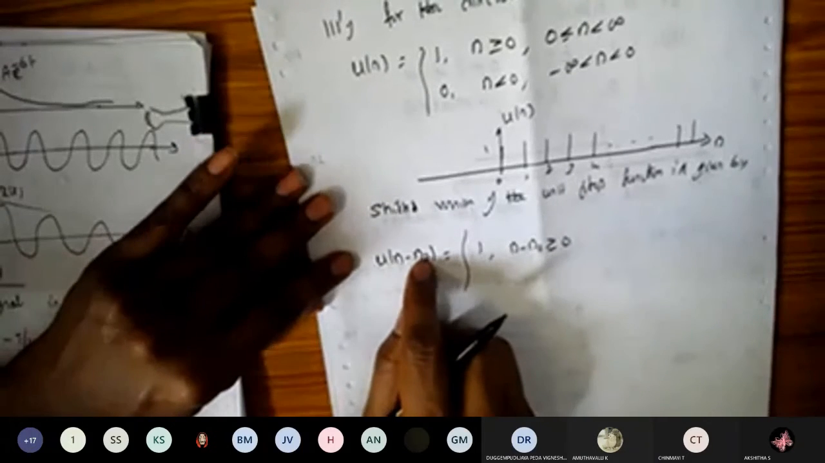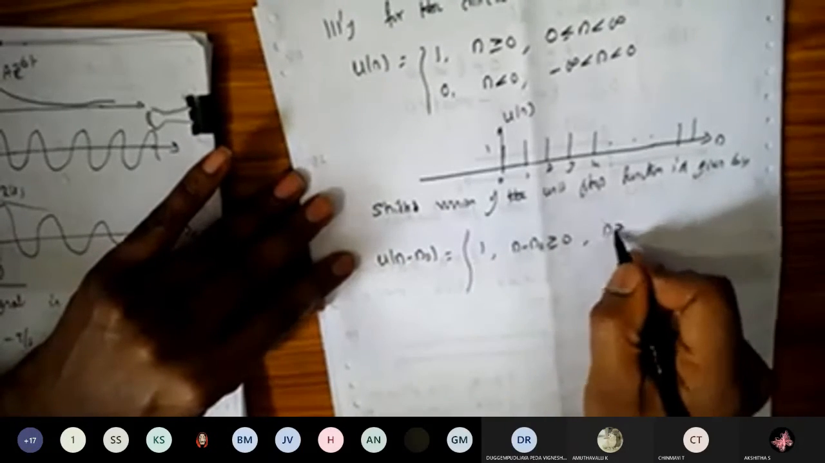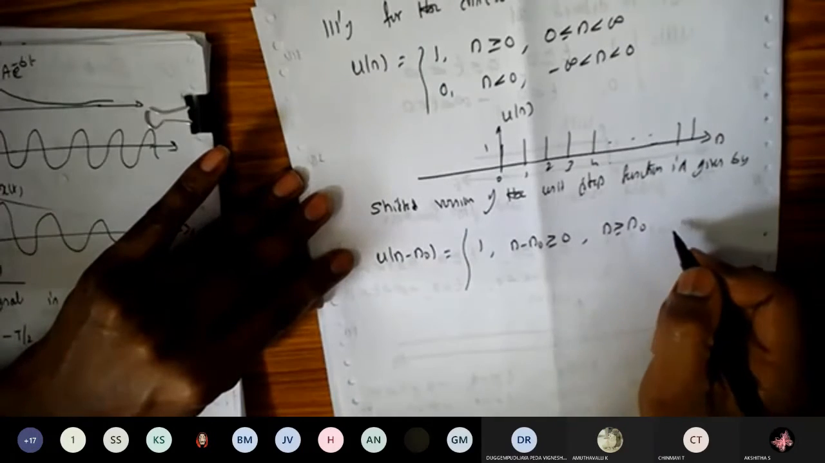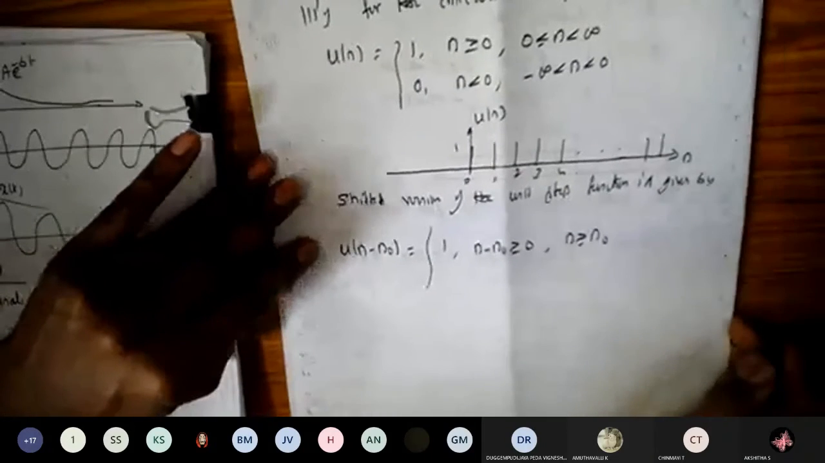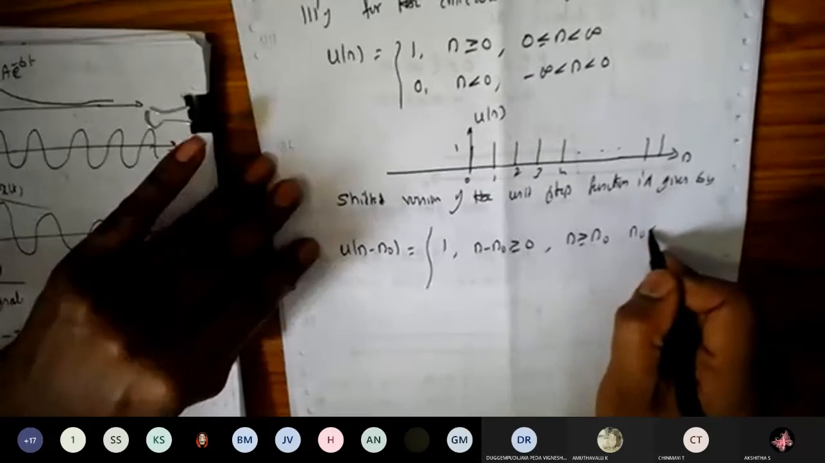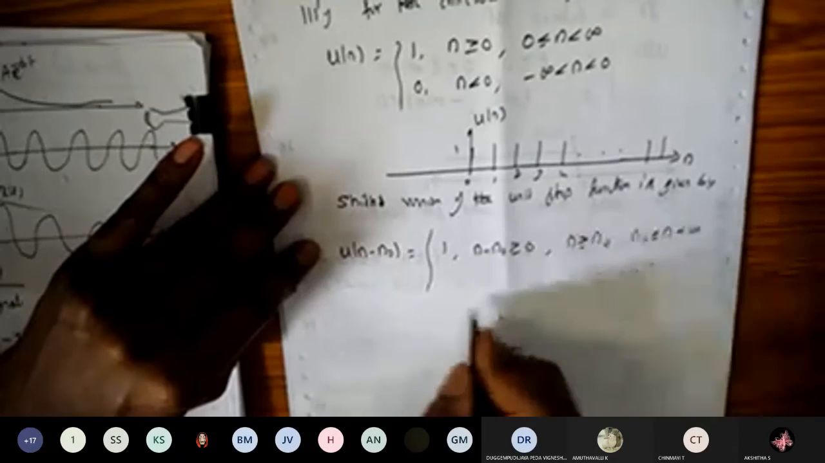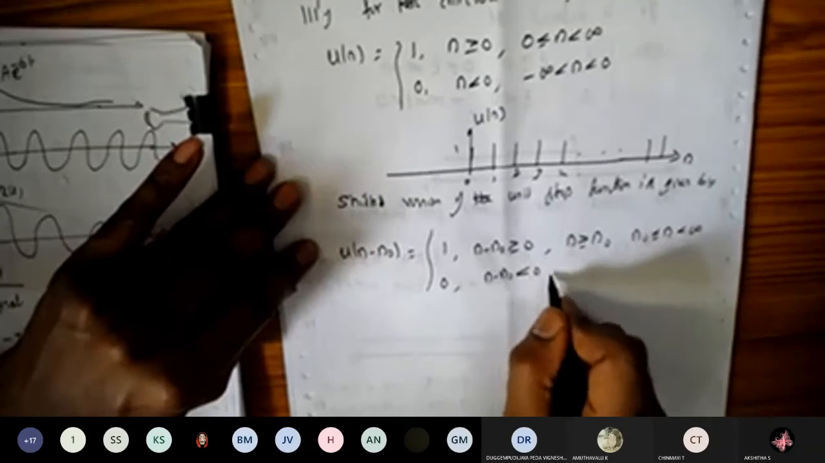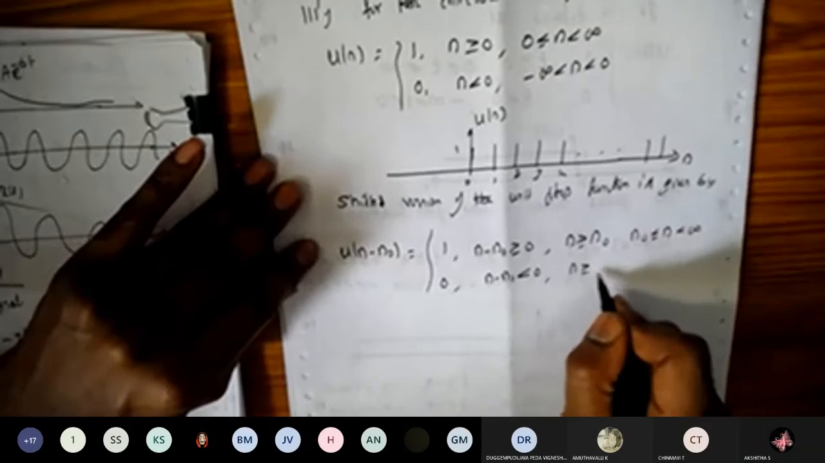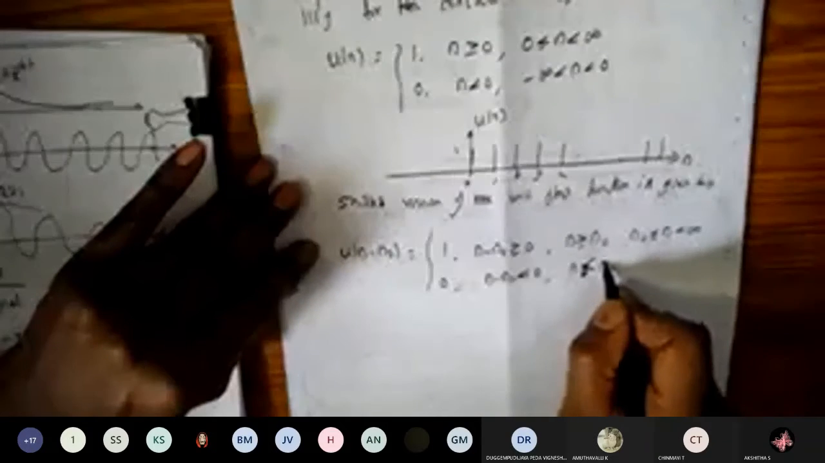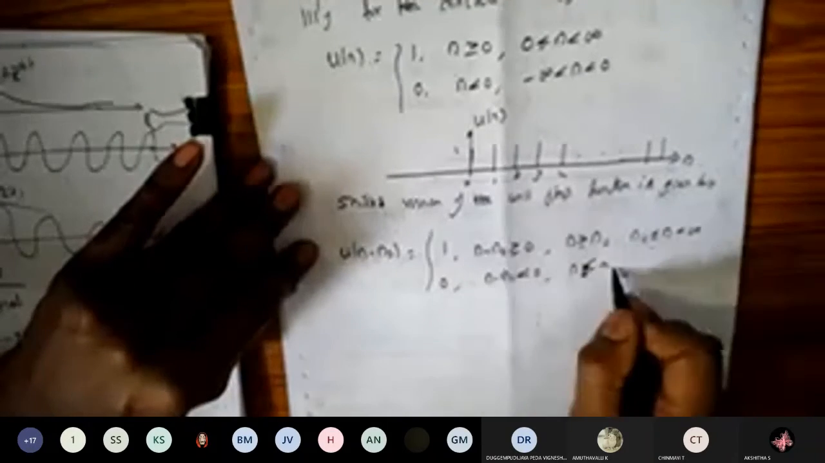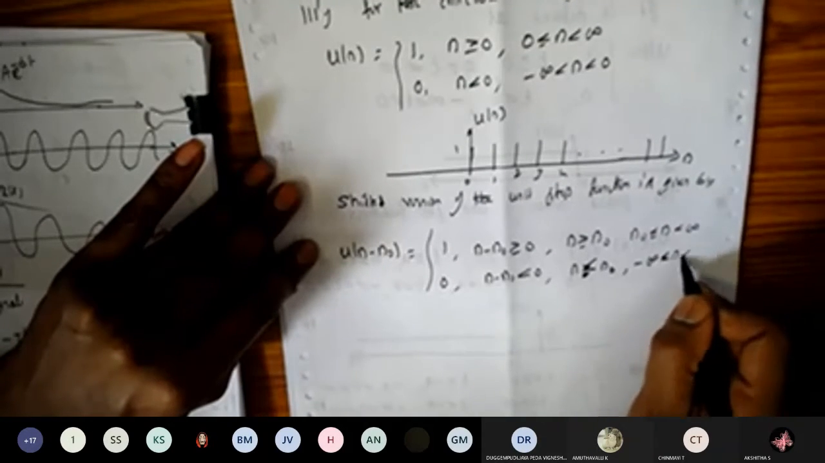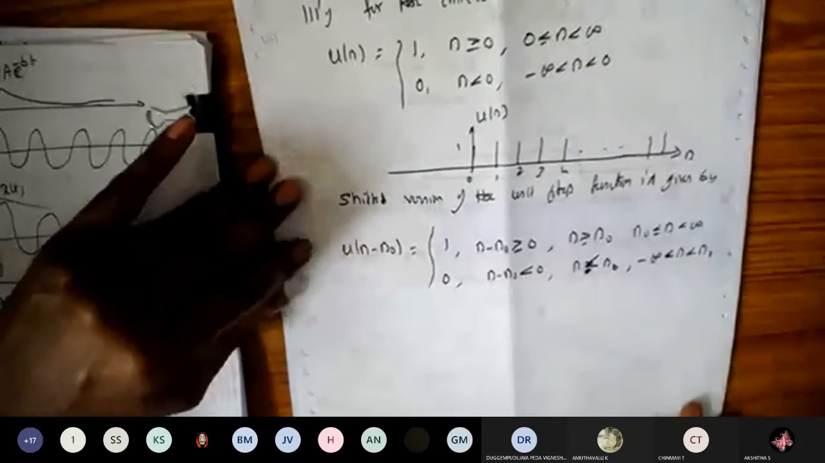So what are the things inside these braces that should be greater than or equal to 0? Or we can take n is greater than or equal to n naught here. So or else we can take n naught is less than or equal to n is less than infinity, it is having the value 1, and 0 for n minus n naught is less than 0, or n is less than n naught. If we send n naught this side, it will become n is less than n naught, or we can say minus infinity is less than n is less than n naught. It is having the value 0 here.